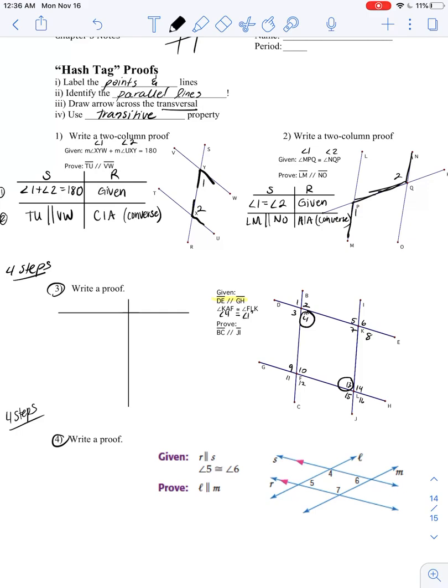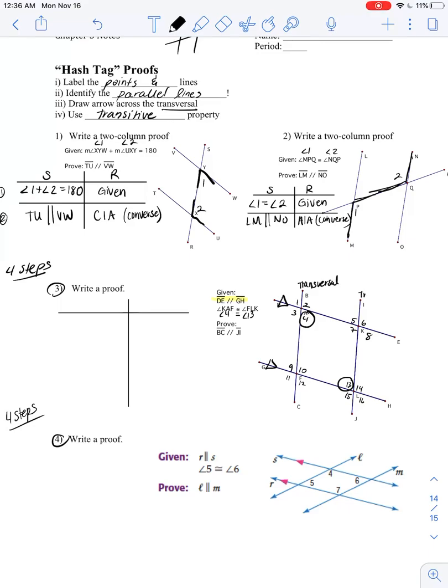So angle 4, I'm going to circle that so we know we're working with that angle. And angle FLK, FLK would be 13. So we just labeled the parallel lines.